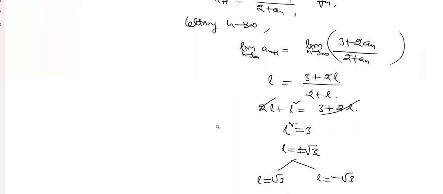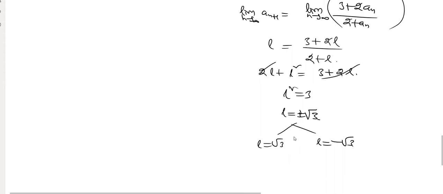So, once the sequence is convergent, the limit is always unique. We don't have two limits for a convergent sequence. So therefore, exactly one of the options will be there: L equals root 3 or L equals minus root 3. We don't have two options, plus or minus root 3, because An is a convergent sequence. Every convergent sequence has a unique limit.